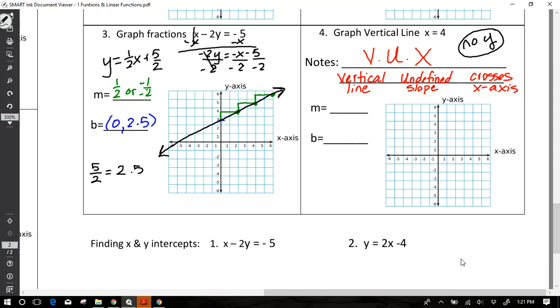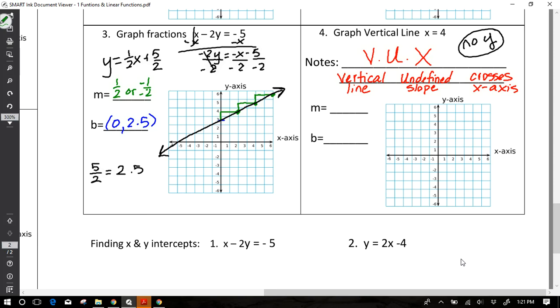So to graph x equals 4, remember from last semester our acronym VUX, V-U-X, and to help us remember what that stands for, I wrote it down here. V helps you remember that it is a vertical line. U tells me that it is an undefined slope. And then X tells me it's going to be crossing the x-axis. So when we do the M and the B here, it's going to be a little different.